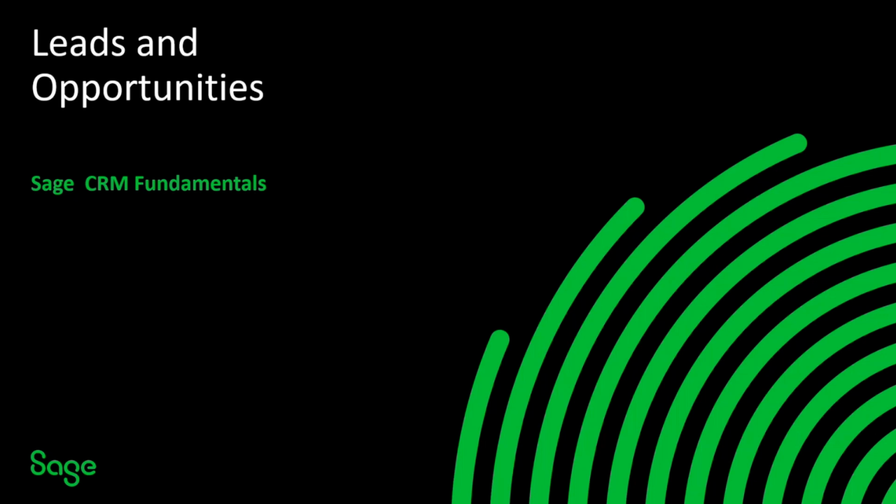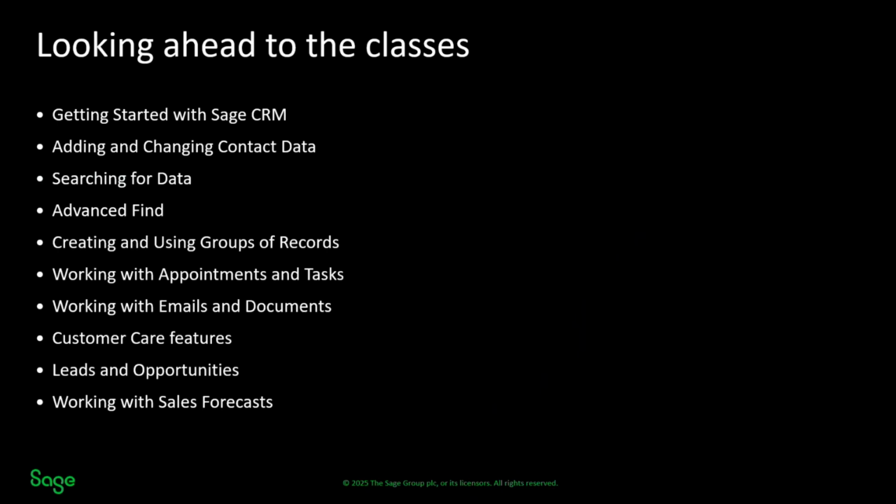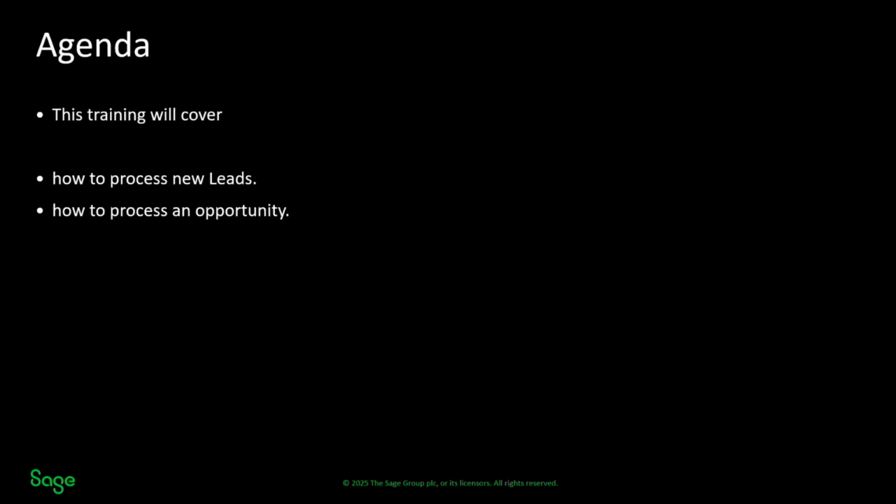We're looking today at leads and opportunities within Sage CRM, and it's part, of course, of the Sage CRM fundamentals course that we're following at the moment. Now, this is the ninth lesson within the 10 that make up the Sage CRM fundamentals, and what we're looking at today is the topic of handling the overall sales side of Sage CRM. So we're looking specifically at the idea of processing new leads and how to process an opportunity.